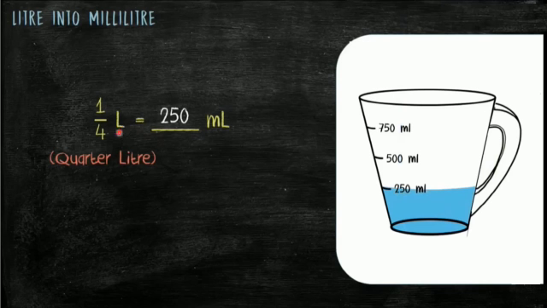Students, see here, it is written quarter liter. Quarter liter can also be written as 1 upon 4. 1 upon 4 liter, that means 250 milliliter. A quarter liter means 250 milliliter. Here it is shown a jar of 1000 milliliter, that is 1 liter, and it is filled here till 250 milliliter. That means this is a quarter liter.